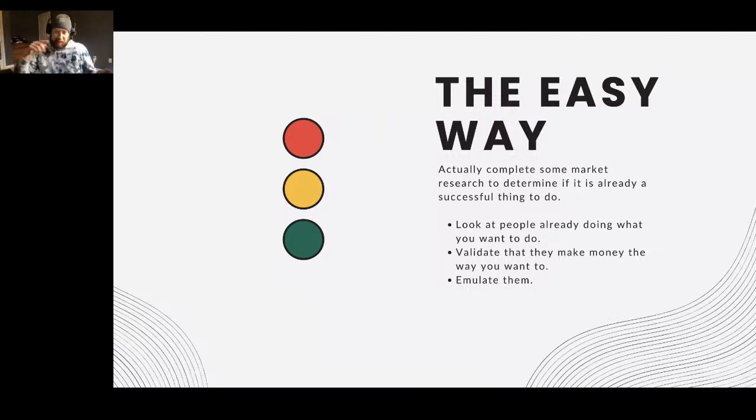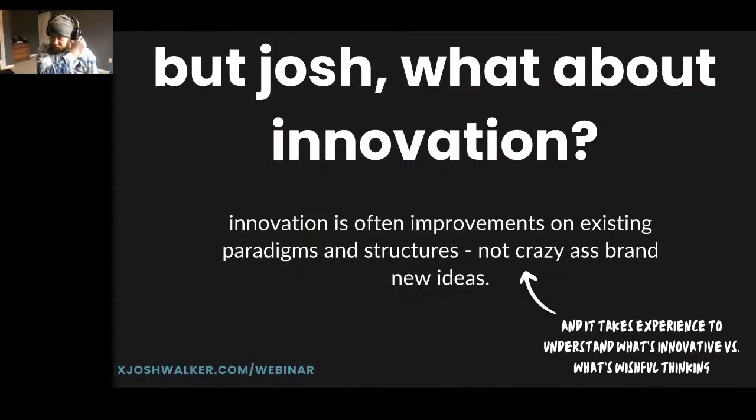And you can get a main line directly into their audience if you do market research effectively. So again, we're going to look at people already doing what you want to do. We want to validate that they are making money the way that you want to make money, and we're going to emulate them. And this is how we're going to do it.